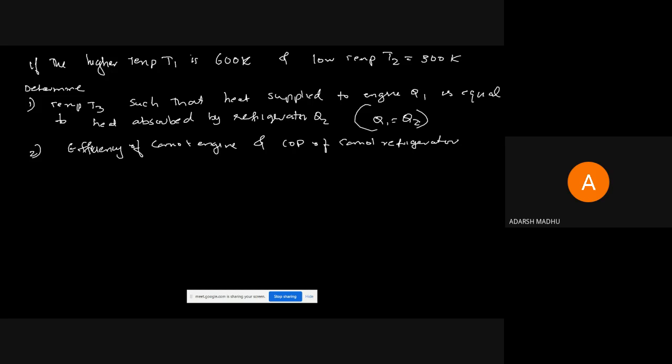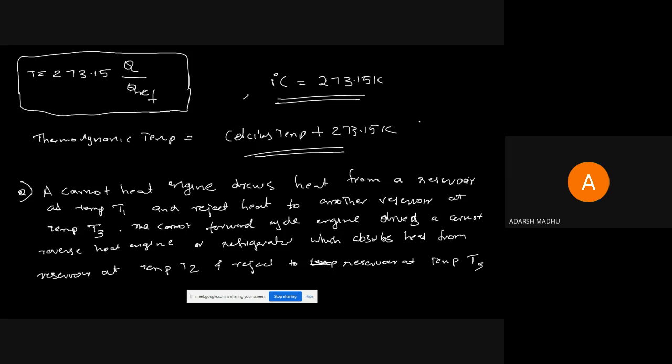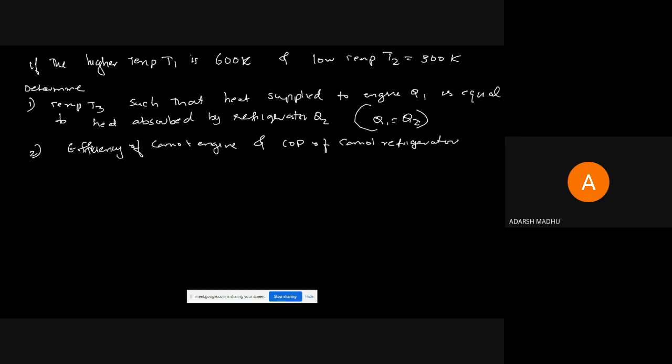After the question, that is a Carnot heat engine. The Carnot heat engine takes heat from a reservoir T1 and rejects heat to another reservoir, T3. The Carnot forward cycle engine drives a Carnot reverse heat engine or refrigerator, which absorbs heat from the reservoir T2 and rejects heat to T3. Both go to T3. So if the higher temperature T1 is 600 Kelvin, how can we draw it?